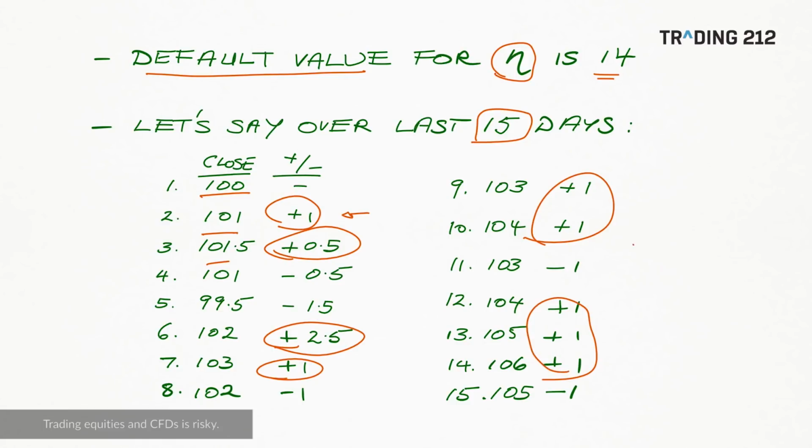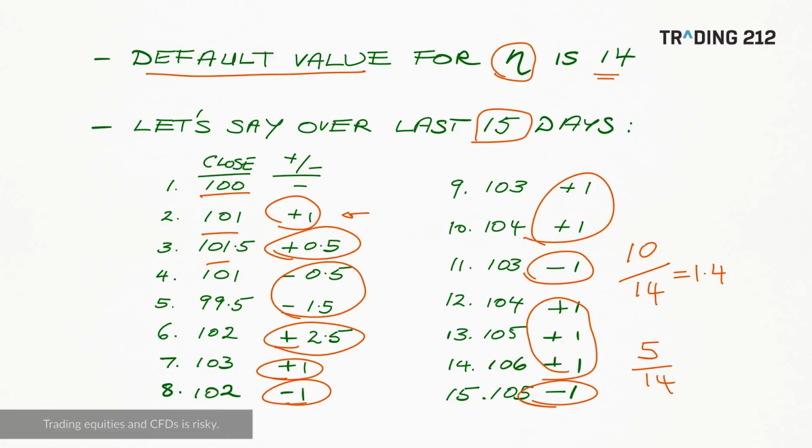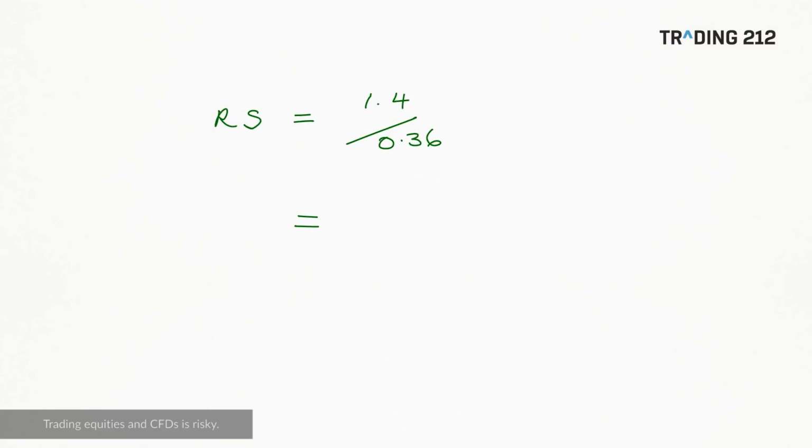So we've got a total of 10 for the ups divided by the 14 days that we're looking at. It gives us an average of 1.4. And then we do the same with downs. So -2, -3, -4. So we've got 5 in total, divided by that 14 again. So the average of our downs is 0.36. And then we said that the relative strength was the average of the ups divided by the average of the downs. So it's 1.4 divided by 0.36, which gives us 3.89.